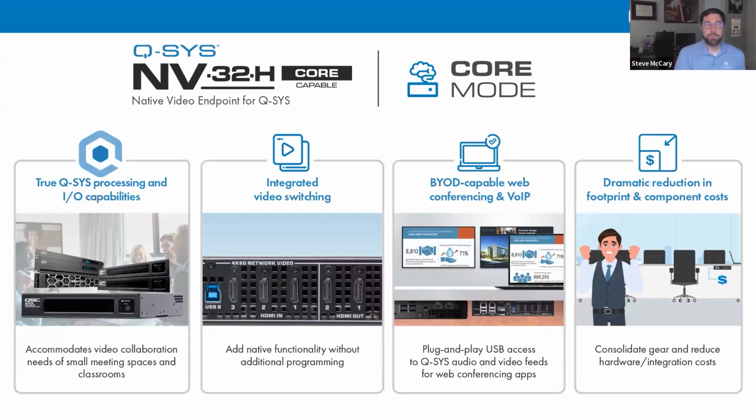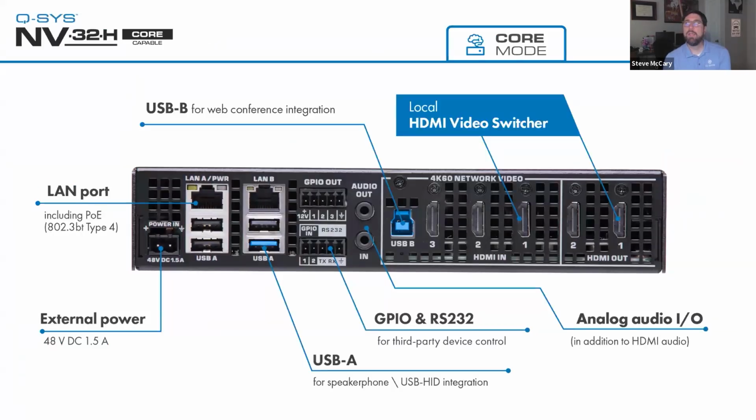All right, so the next thing we want to talk about is the NV32 in core mode. So we can switch this over from being a peripheral to being a core, which means that we still get all of our local HDMI video switching. We just don't have a way to have video leave or enter the box. So we're using it as a core in this mode. So we can still use our bridge ports. We can still do local switching. This is used a lot with small huddle spaces and whatnot.